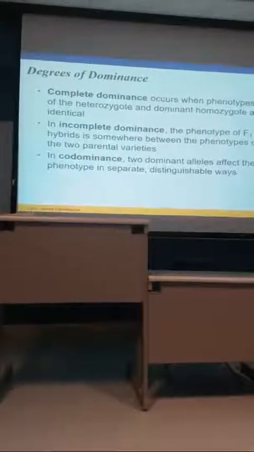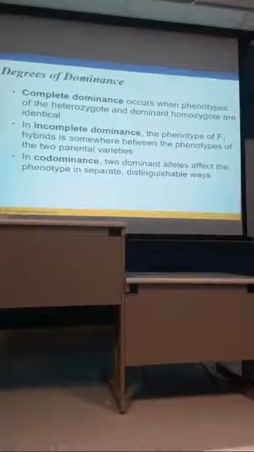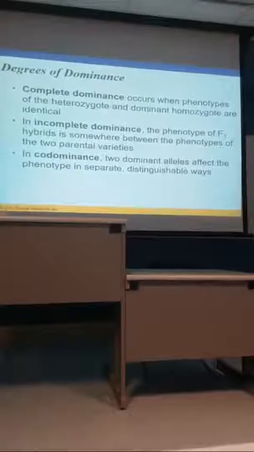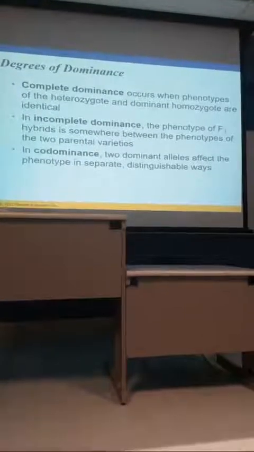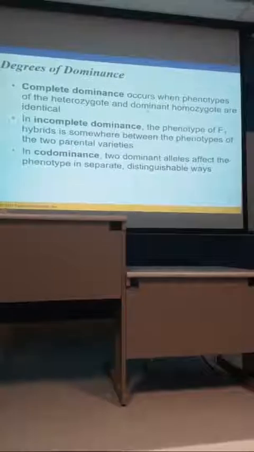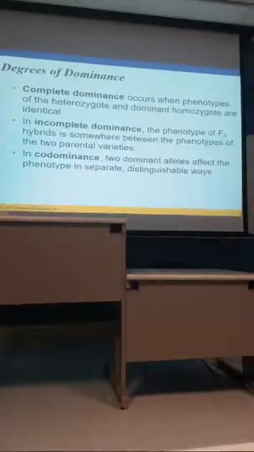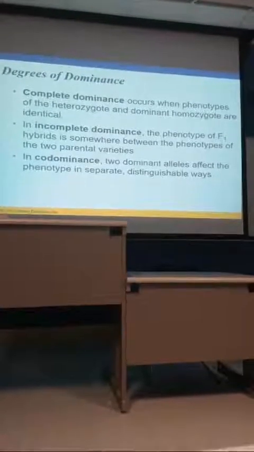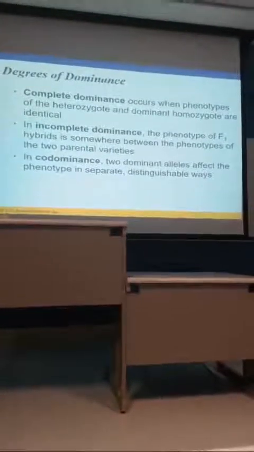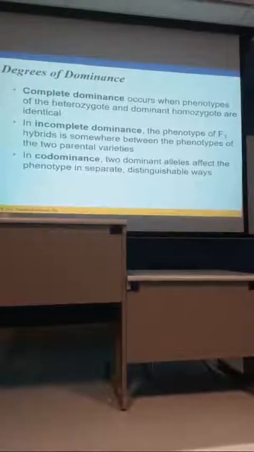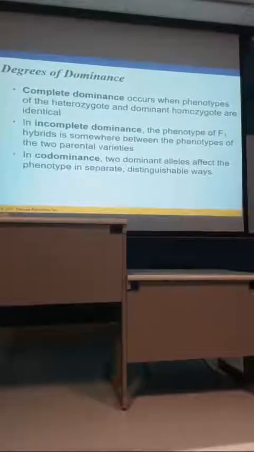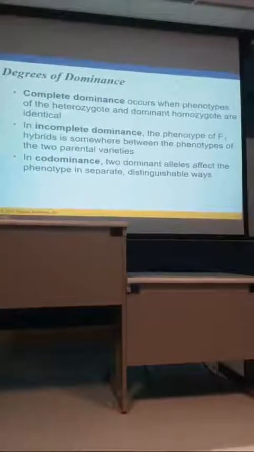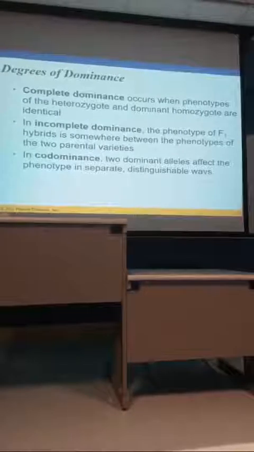We just looked at the flowers and the color was either one way or another. One gene totally masked the other. That is called complete dominance. The phenotypes of the heterozygote and the dominant homozygote are identical. In other words, if the dominant allele shows up at all, that is what is going to be present. You don't have to have both of them, you can just have one, and that is what shows.